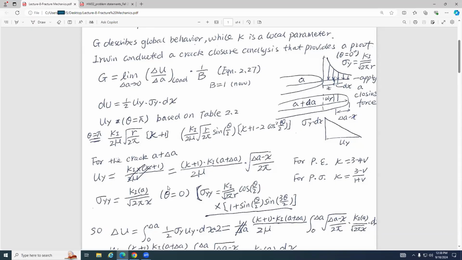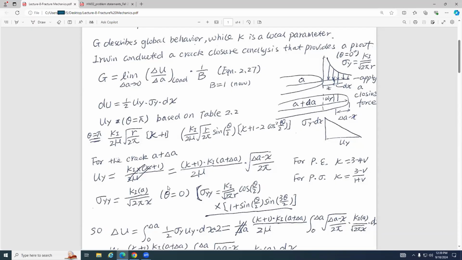So the dU on the left-hand side, that's energy, but then the Uy is displacement. Uy is the displacement in the y direction, and then dU is energy. Yeah, this U is energy. That's a good question. Understand? Okay. So Uy, and then we calculate Uy. How to calculate Uy? You can just see here, okay?